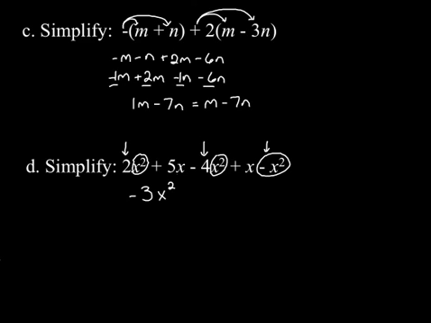Then if we look at this one, we've got x and x. So once again, we add the coefficients. We've got a 5, and remember this is a 1. So 5 plus 1 is 6, and we keep that x. So negative 3x squared plus 6x.